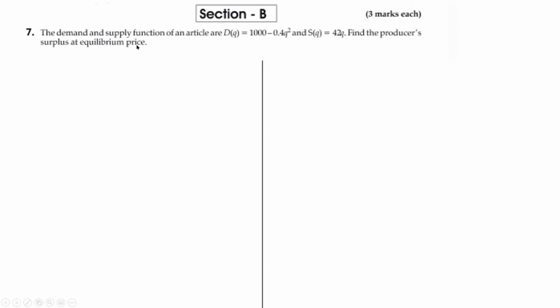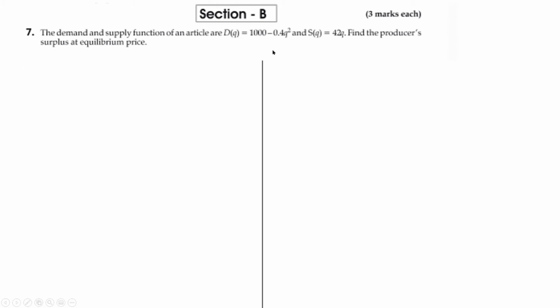The demand and supply function of an article are D of Q equal to 1000 minus 0.4 Q square and S of Q is equal to 42 Q. Find the producer's surplus at equilibrium price. So here the demand function and the supply function are given in terms of Q. We need to find the producer's surplus at the equilibrium price.